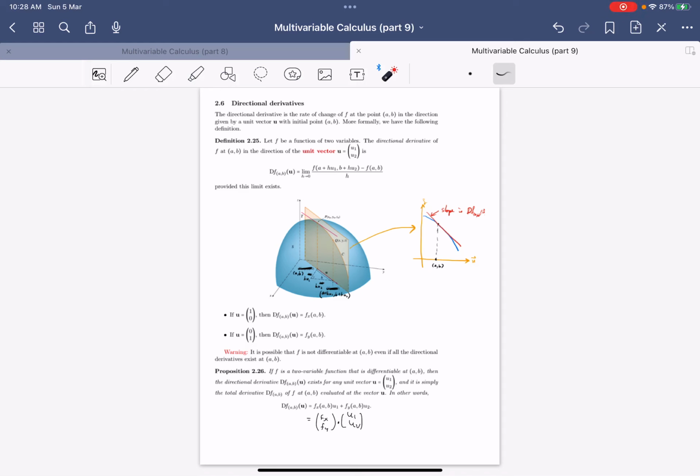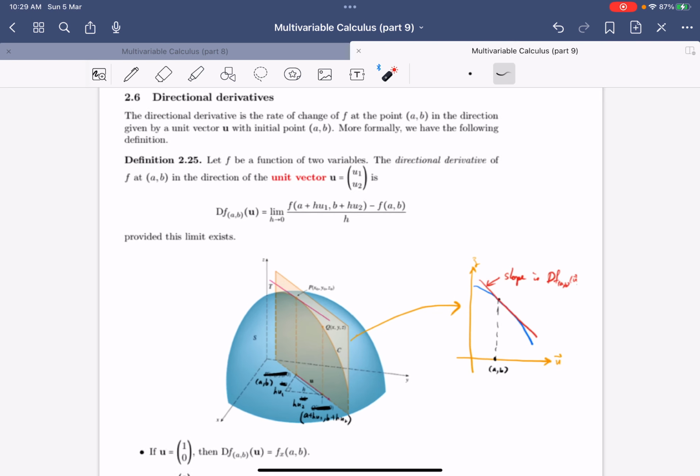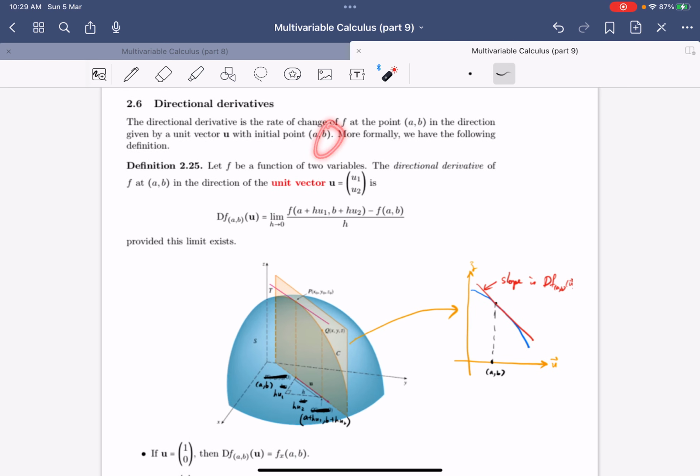Hi, in this video, I'll be going through more applications of differentiation and some concepts about directional derivatives. What we know is that the partial x and the partial y are the derivatives with respect to the x and y directions. But now we want to take a random direction with a unit vector u and an initial point starting from (a, b).